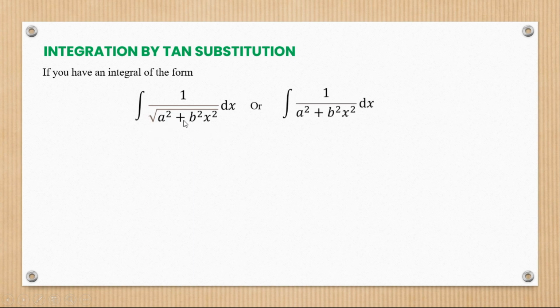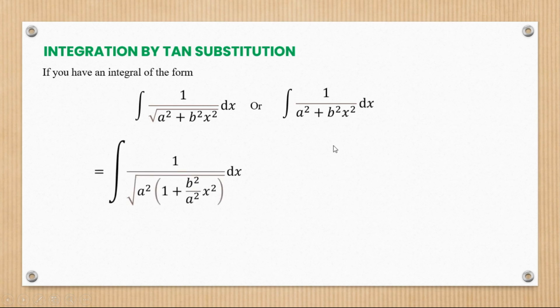This is just one of the cases. You may also have an integral where we don't have the root necessarily, but we have it as 1 over a squared plus b squared x squared. So any of these two forms will require tan substitution.